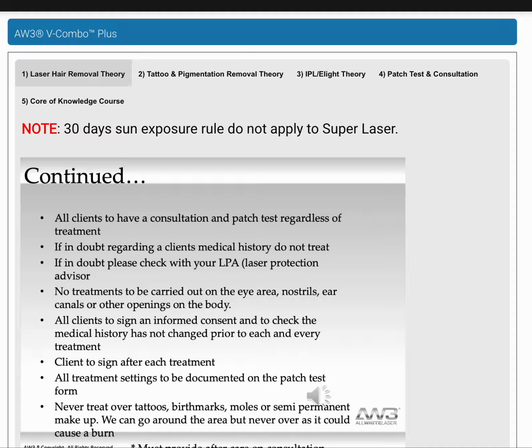We must never treat over tattoos, birthmarks, moles, or semi-permanent makeup, as this can cause a burn. We must provide aftercare on consultation and after each and every treatment.